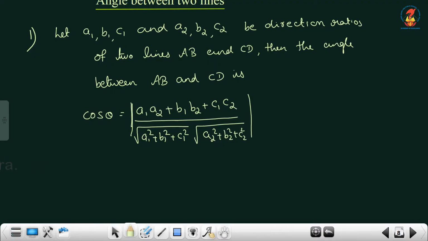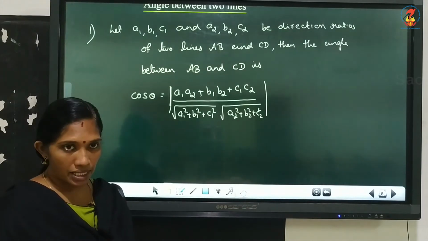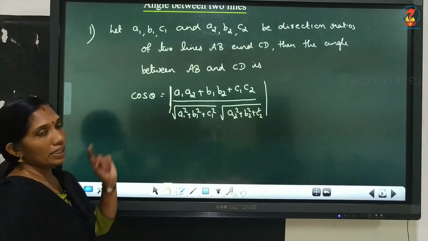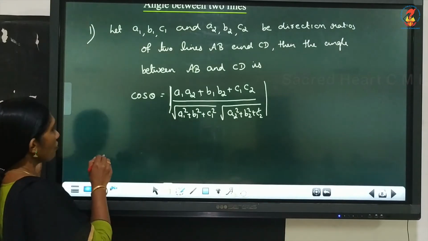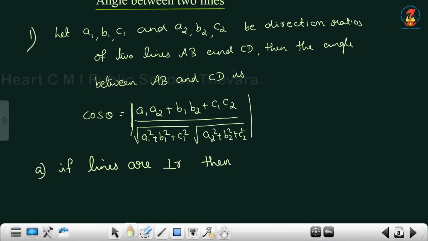One more thing, that is if these lines are perpendicular, then angle between them is 90 degree. So cos 90 becomes 0. Okay, so we can write the condition if lines are perpendicular. So cos 90 equal to 0 means the numerator part is 0. So if two lines are perpendicular, then A1 A2 plus B1 B2 plus C1 C2 is equal to 0. These conditions are very, very important.